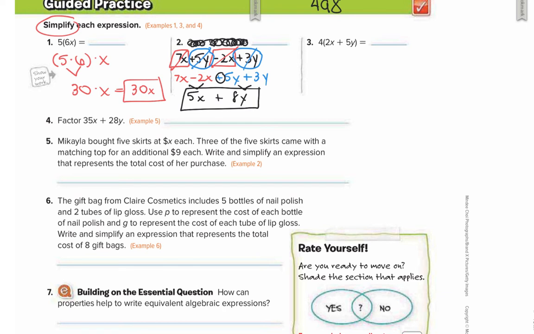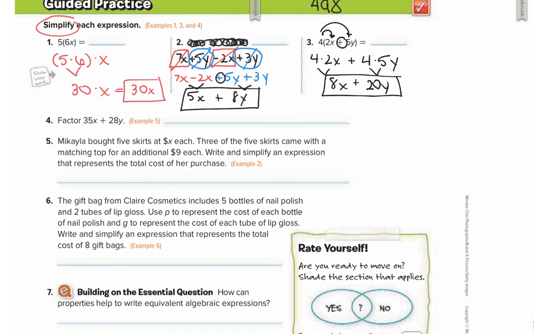Okay, number 3, we have multiplication here and addition or subtraction. So we need to use the distributive property. So we have 4 times 2x plus 4 times 5y. 4 times 2x is 8x plus 4 times 5y is 20y. We cannot add those because they have different letters, so we would leave it like that.